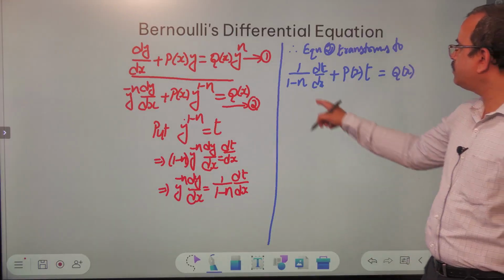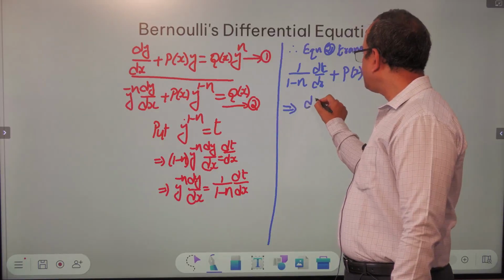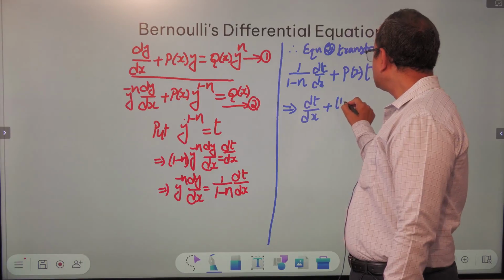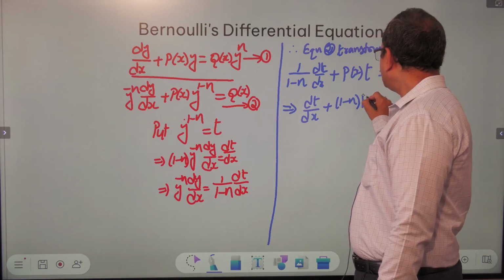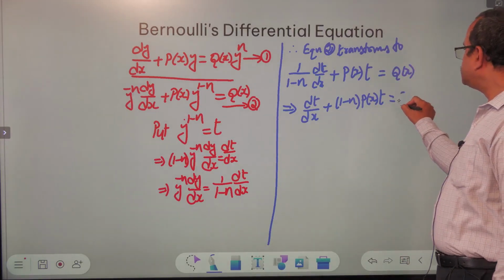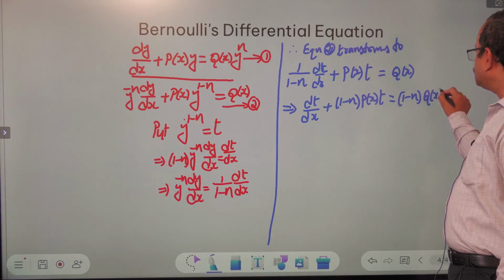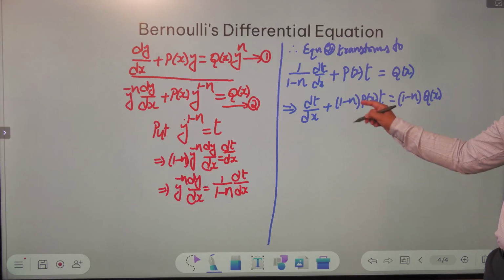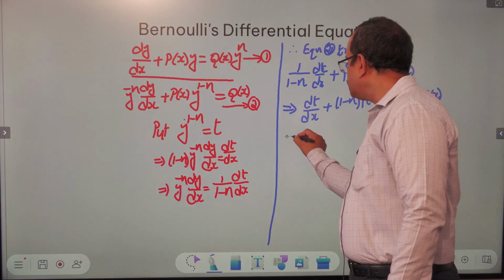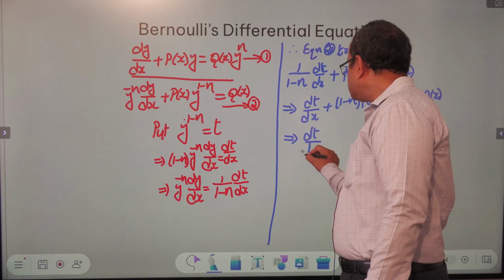Now you multiply with 1 minus n on both sides. Then we will get dt by dx plus 1 minus n into p of x into t is equal to, right side also we get 1 minus n into q of x. So now what we will do is replace 1 minus n into p of x and 1 minus n into q of x with some new functions, so that this equation seems to be in a certain standard format.